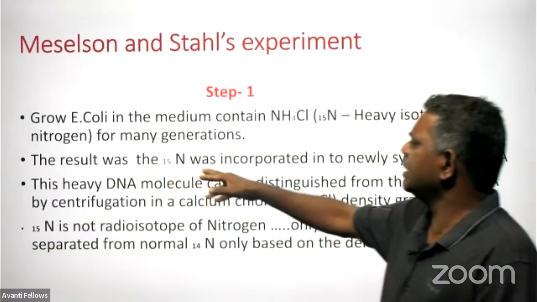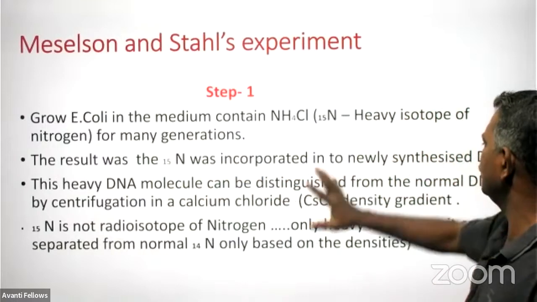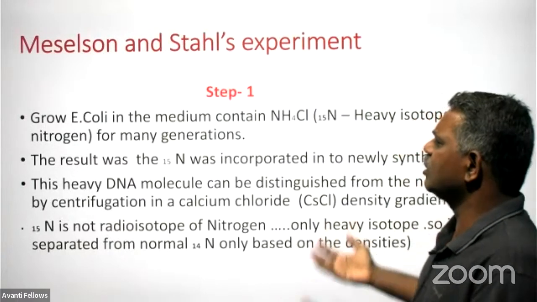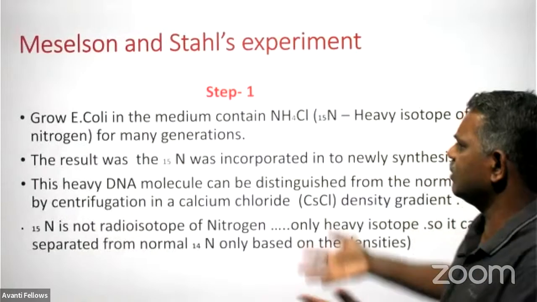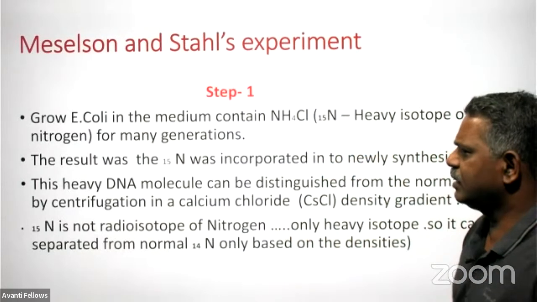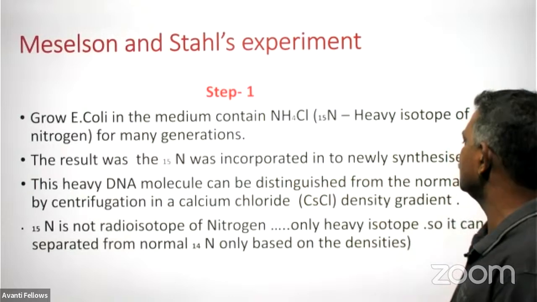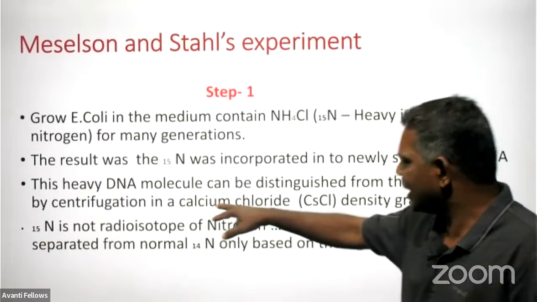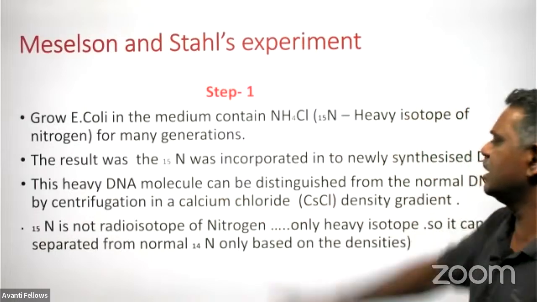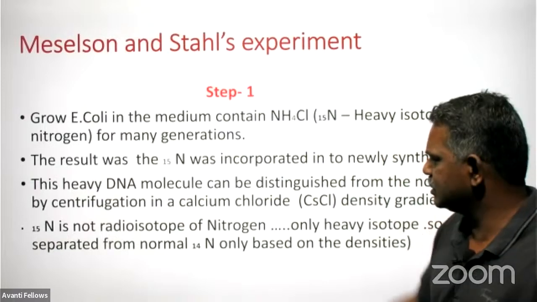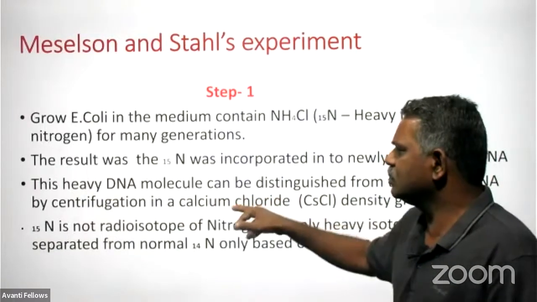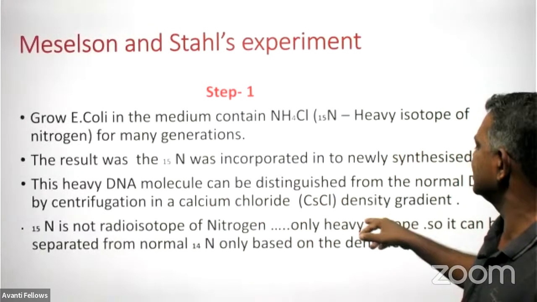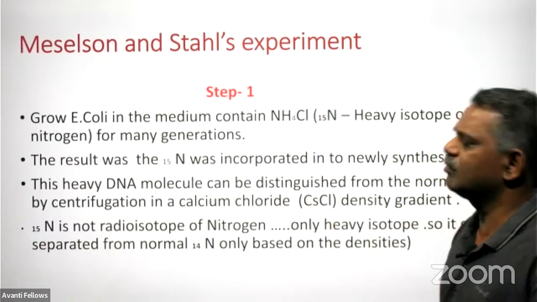So the result was that N15 was incorporated into the newly synthesized DNA, because it is kept for many generations. Naturally, both DNA strands will be incorporated with the heavy nitrogen available in the living surroundings. This heavy DNA molecule can be distinguished from normal DNA by cesium chloride density gradient centrifugation. Cesium chloride is the solution used in the centrifugal method, and that is why we call it the CsCl density gradient centrifugation.